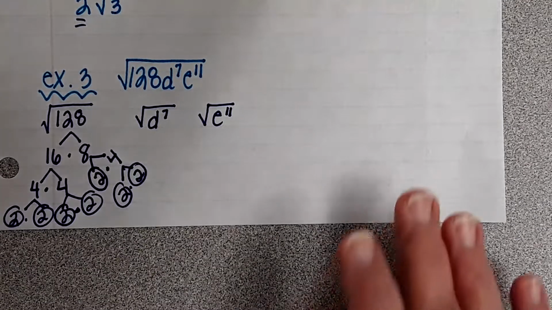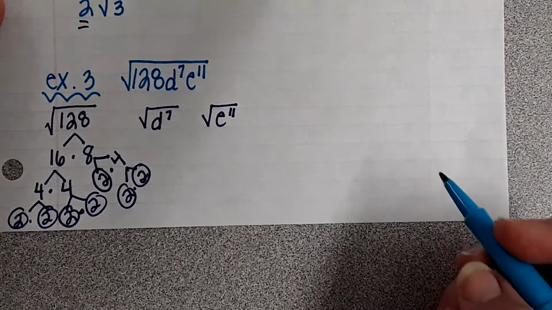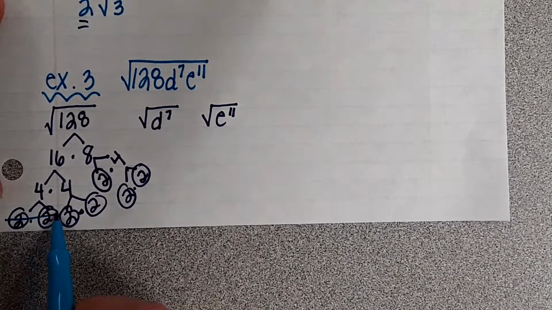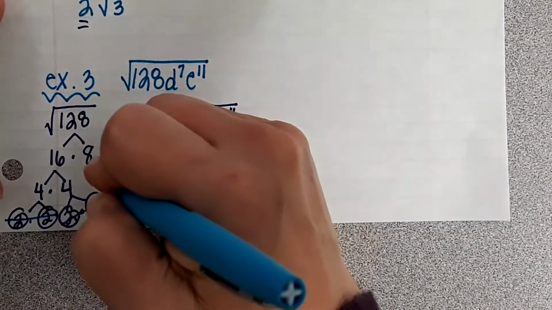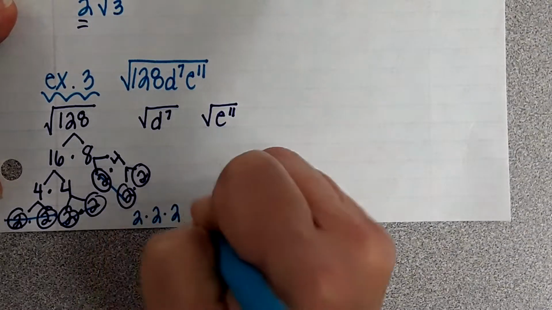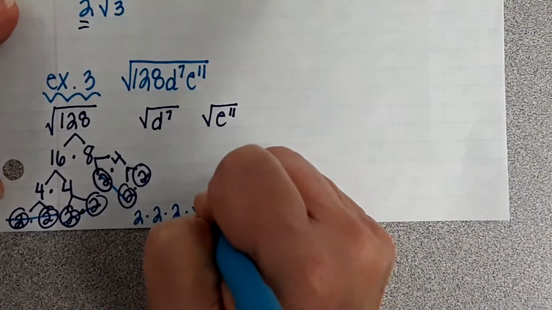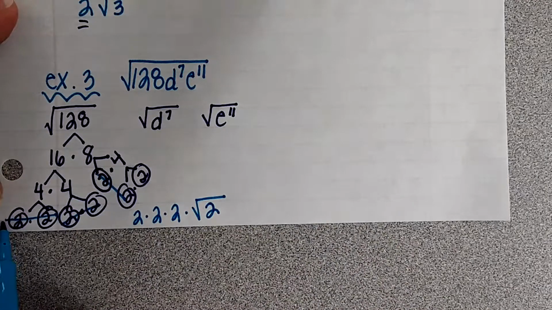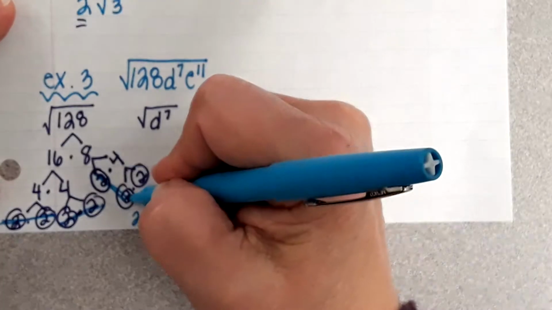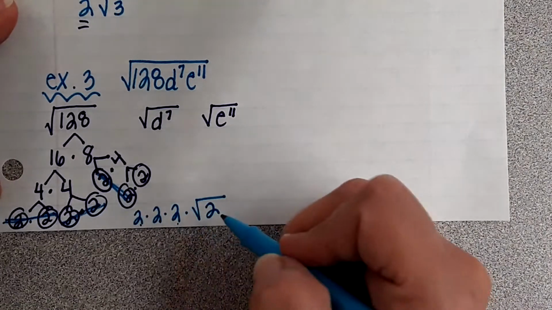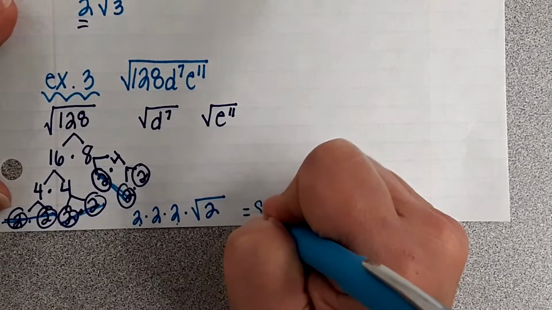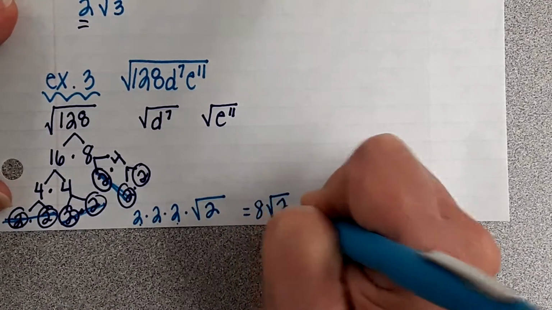Okay, so what do I have a pair of? Let's see. How many pairs of 2s do I have? 1, 2, 3. So that means it's going to be 2 times 2 times 2 times the square root of 2. There's 1 pair, 2 pairs, 3 pairs, and then this 2 is left over. That's why it's in the square root. So this becomes 8 square roots of 2.